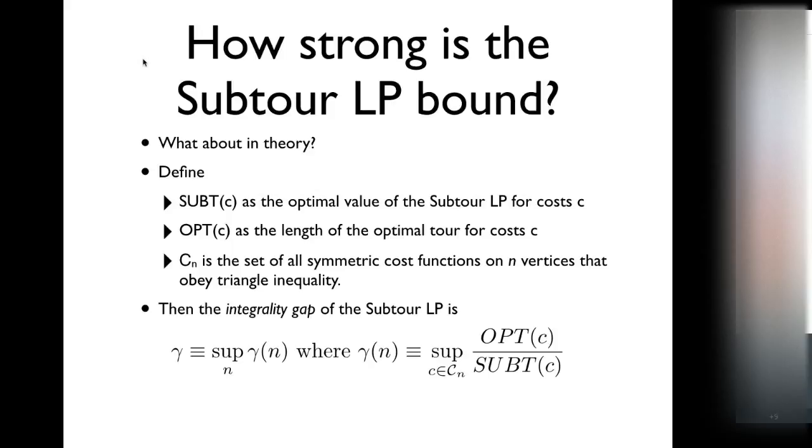So given a particular instance where costs are symmetric and obey the triangle inequality, what's the worst case ratio possible between the cost of the optimal tour and the value that the subtour LP has in that case?